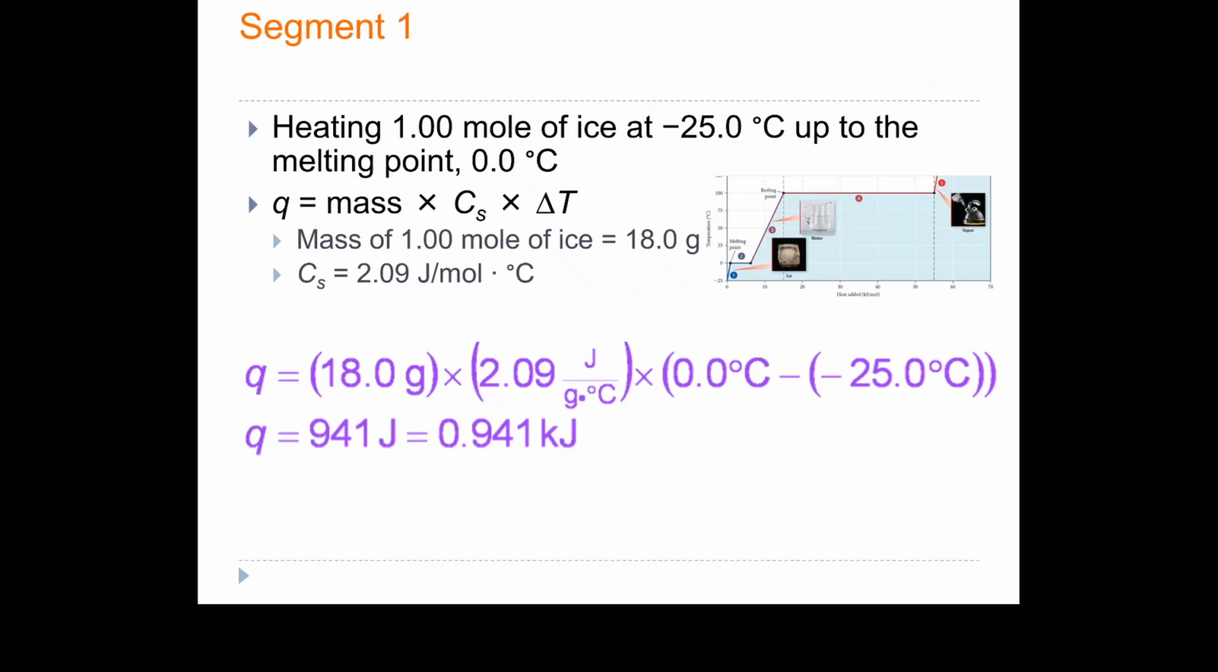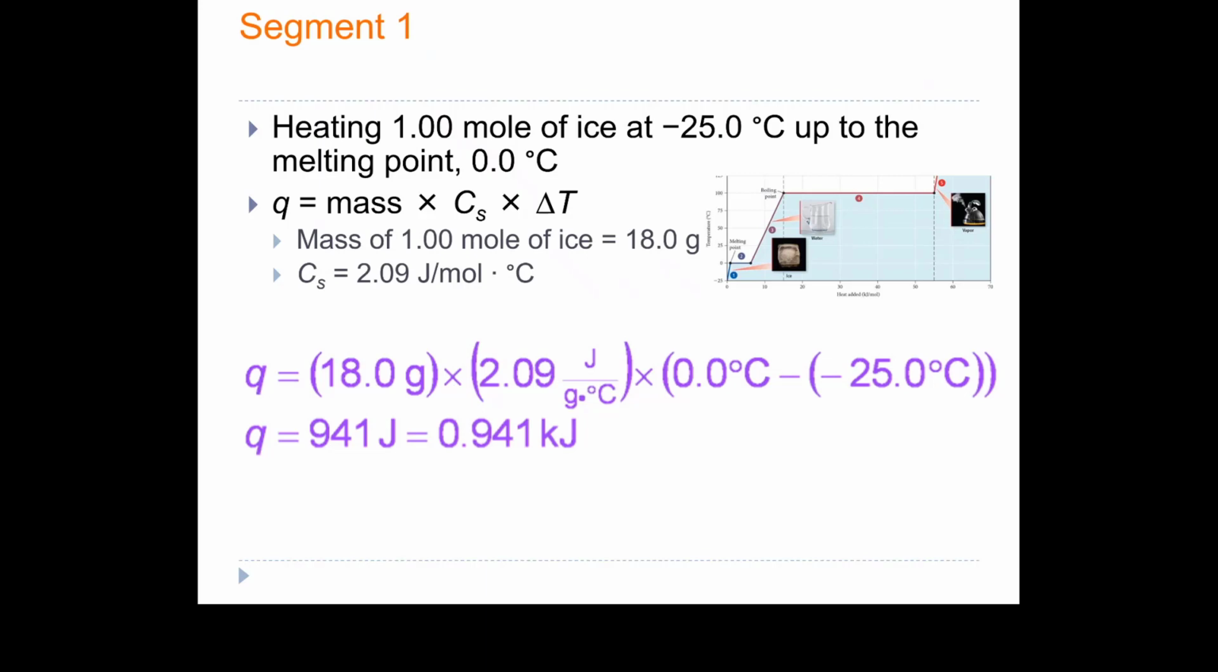When you calculate changes, it's always final minus initial. And so that's why you see 0 minus a negative 25. And so that delta T works out to be 25 degrees C. So now we have 18 grams times 2.09 joules per gram degree C times the change in temperature of 25 degrees C. And if we were to calculate this all the way through, we would get 941 joules.